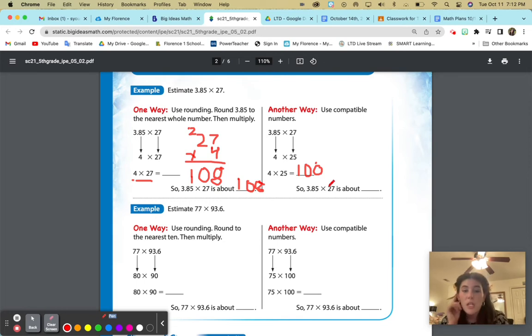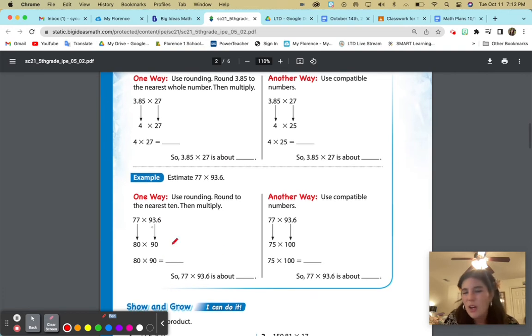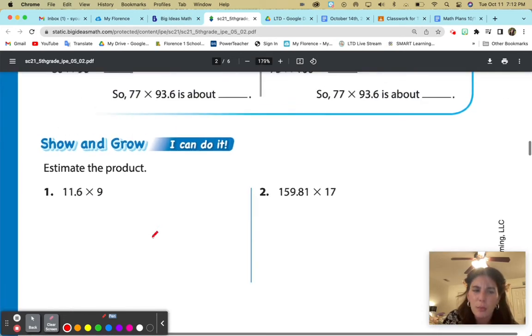So here's what we're going to do. Let's go ahead and do a show and grow, because all this example showed us was, hey, you can round to the nearest 10. Okay, you know how to round. I'm excited for you. You know what to do. Let's go ahead and try number 1.